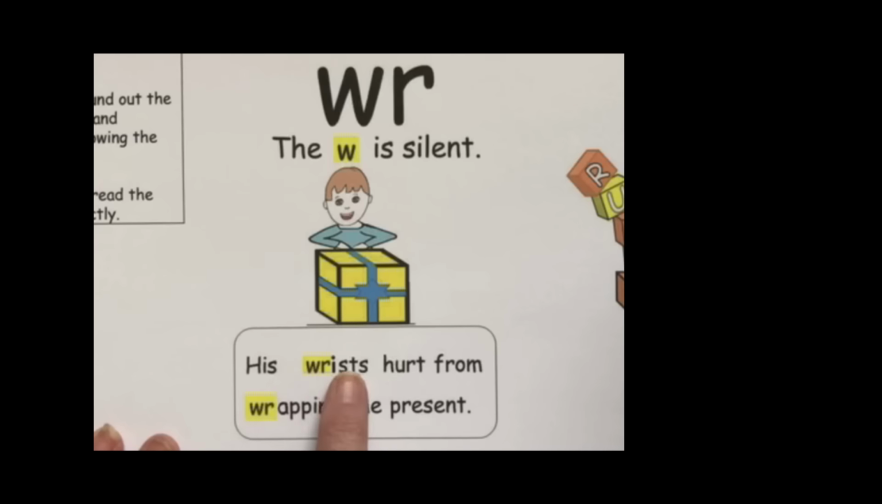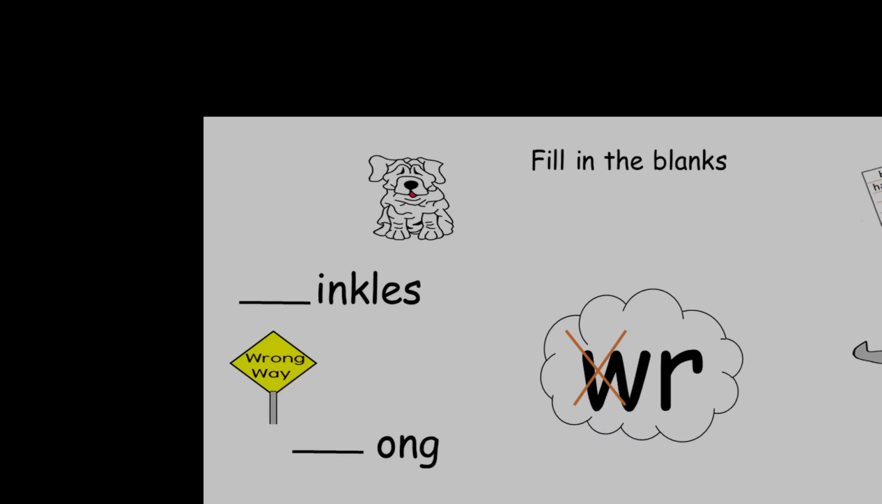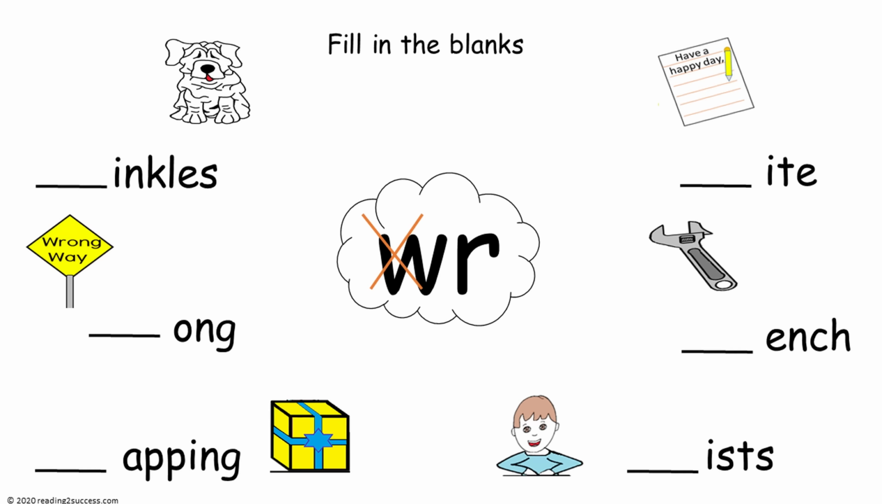His wrists hurt from wrapping the present. That's hard to do. Now we'll read it correctly. His wrists hurt from wrapping the present. And that way kids can hear that we do not say the W in WR words. It is actually silent. This is the template used in the next demonstration.